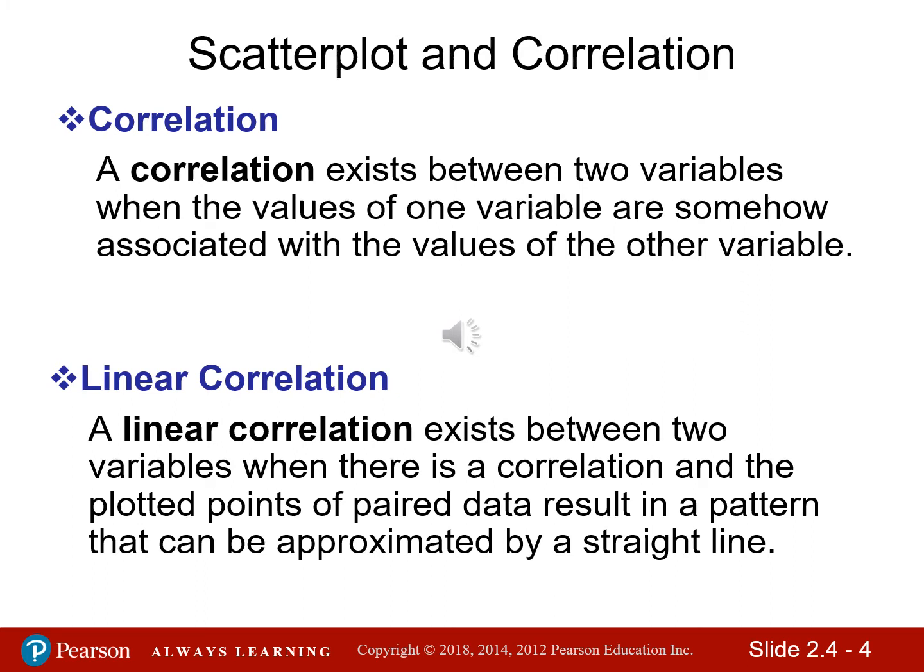Some examples of data that have a high correlation include your caloric intake and your weight, the amount of time you study, and your GPA. Some examples of data that have a low correlation or no correlation at all include your sexual preference and the type of cereal you eat, the cost of a car wash, and how long it takes you to buy a soda inside the station. A linear correlation exists between two variables when there is a correlation and the plotted points of the paired data result in a pattern that can be approximated by a straight line.